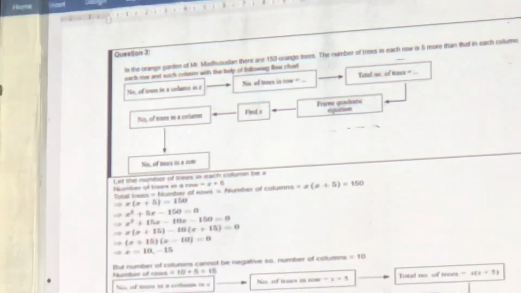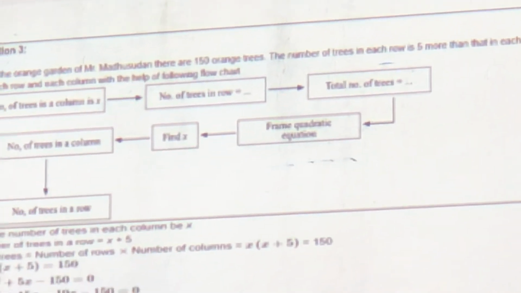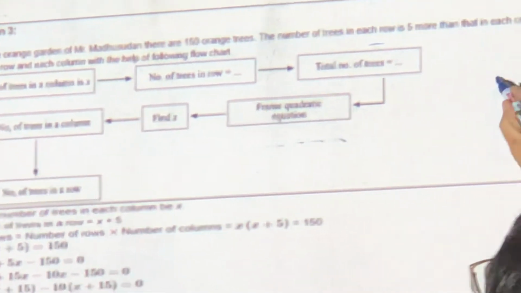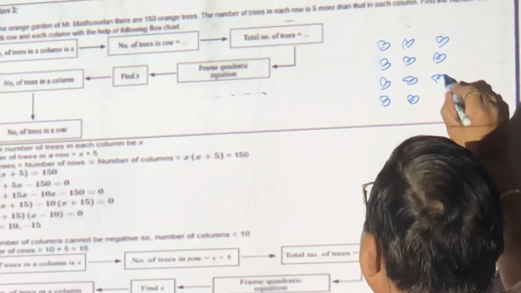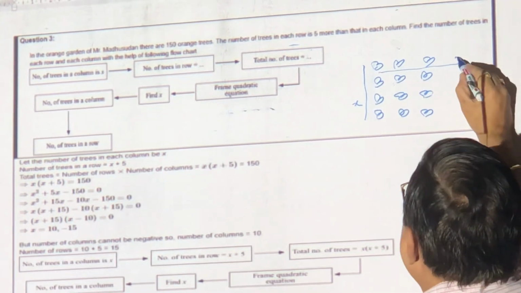Let us look at sum number 3. Now, in the orange garden of Madhusudan, 150 orange trees are there. The trees in each row are 5 more than that in each column. Find the number of trees. So, he is having orange trees. I will draw the trees. We are not drawing complete trees, not a biology lecture. He is saying in each row, if there is x in each column, this is x plus 5.